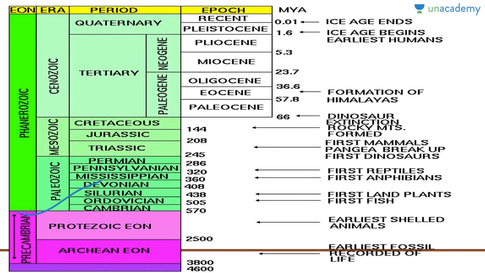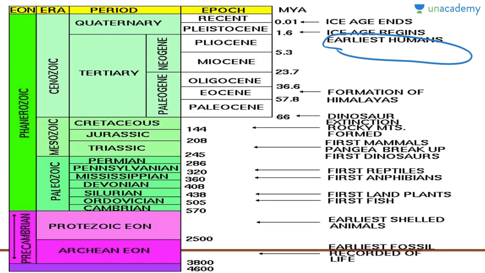Then dinosaurs appear during the Mesozoic period. At the end of this, there will be extinction of dinosaurs. Then in the Cenozoic period, formation of the Himalayas takes place. I told you a number of mountain ranges formed during the Cenozoic period. Then the Ice Age, I told you, begins during the Quaternary period of the Cenozoic era.